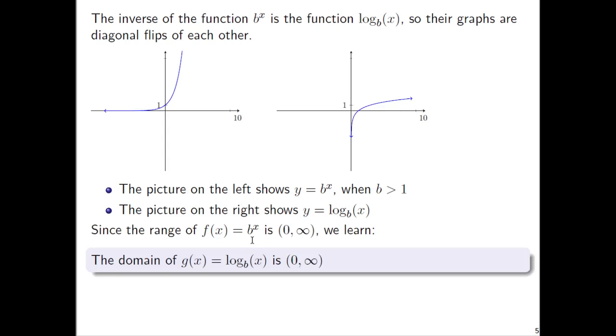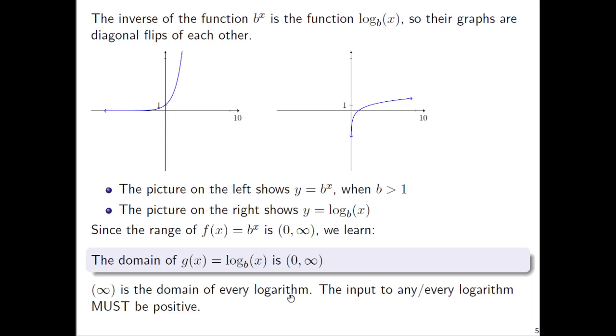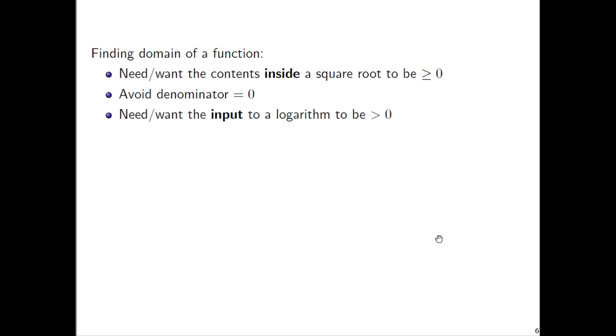Since the range of the exponential function is 0 to infinity, excluding 0, the domain of the inverse function, the domain of the logarithm function, is 0 to infinity, excluding 0. This fact comes up a lot. Domain, remember, is about the inputs. What could we plug in here for x? It has to be something bigger than 0. Typo: this should say parenthesis 0 comma infinity is the domain of every logarithm. In other words, the input to any and every logarithm must be positive.